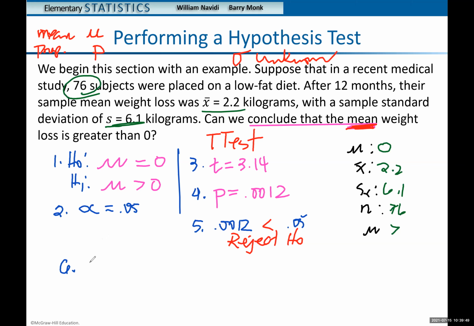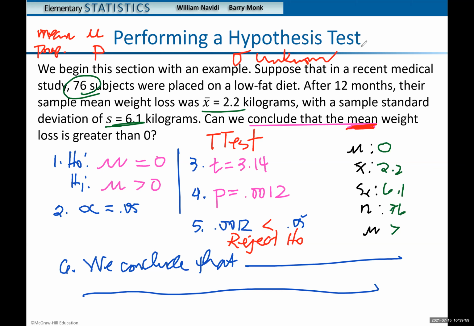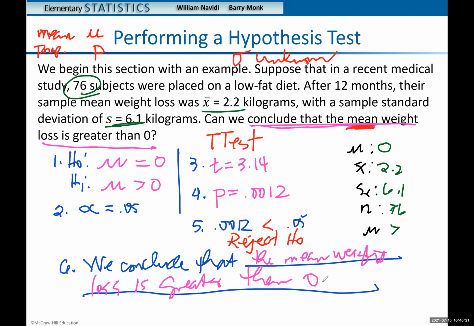We conclude that. Very good. Conclude that, and that is always from the question. Here it is: conclude that the mean weight loss is greater than 0. You just have to copy that. Conclude that the mean weight loss is greater than 0. And you're done.